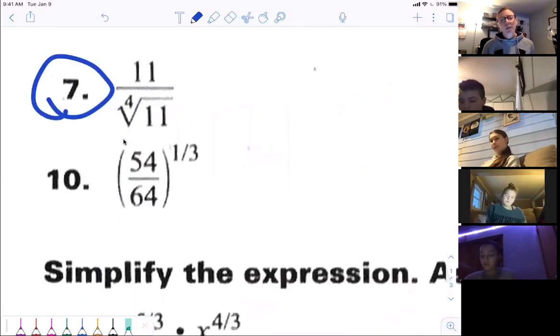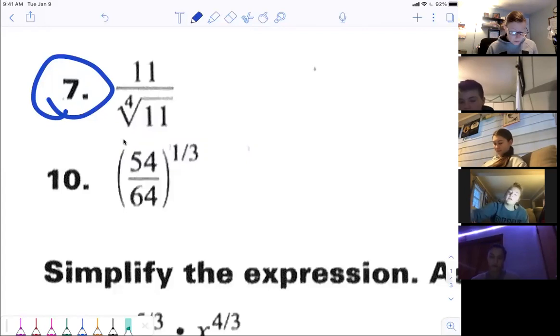There are 2 different ways that we could approach this problem. And most of you used the method that we talked about in class on Friday, which is rationalizing the denominator. So in the numerator, we have an 11, and then we're dividing that by the 4th root of 11. To rationalize the denominator, it means that I need to get rid of any radical that's in the denominator. If it's a square root, I just multiply it by a square root. But in this case, it's a 4th root.